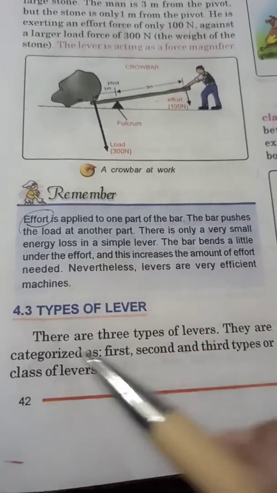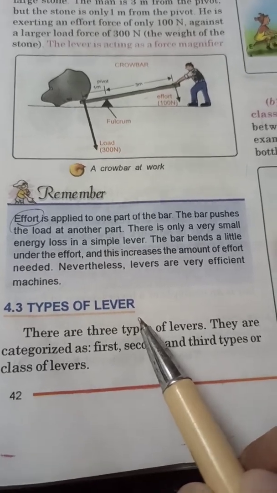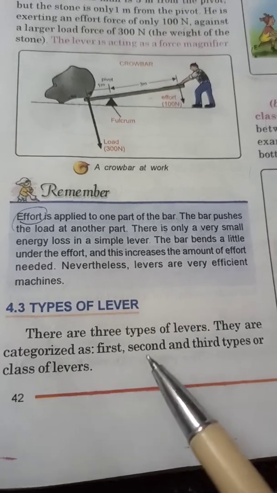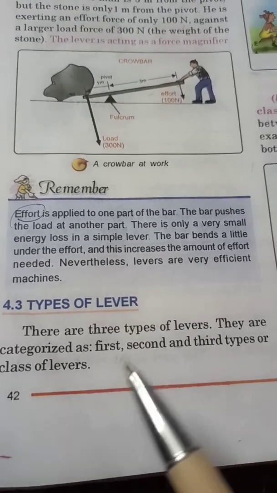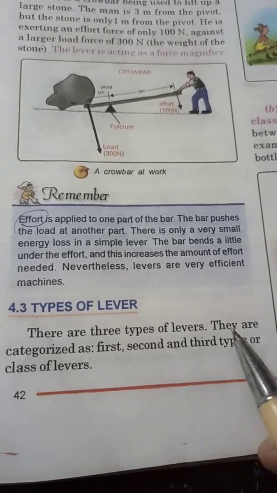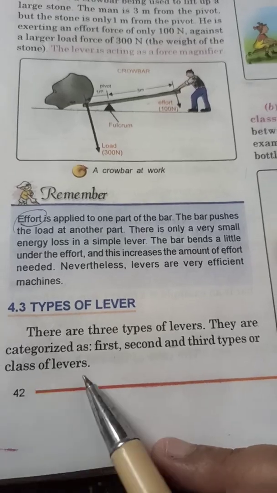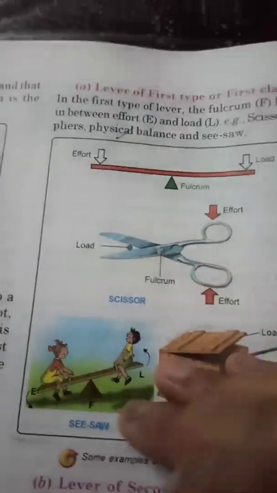Now we are going to learn the types of levers. So students, there are initially three types of levers: first type, second type, and third type. Okay, that we are going to learn now. They are categorized as first, second, and third class of lever. Now let us discuss the first one.